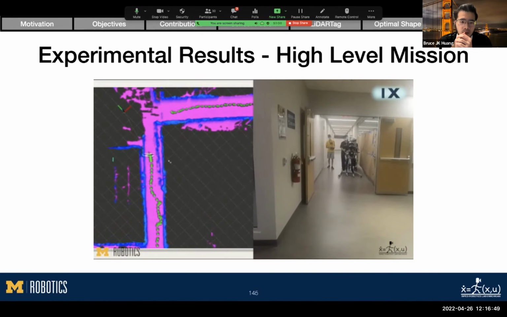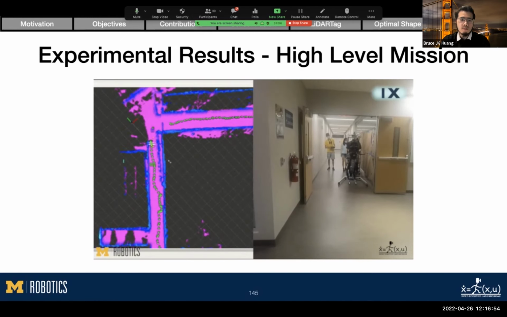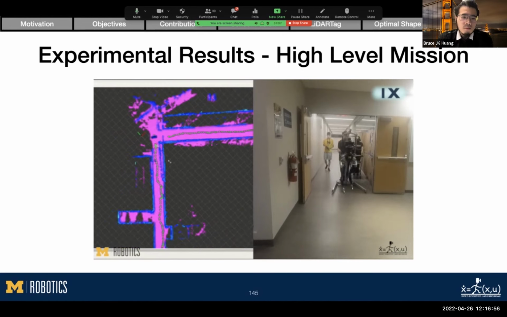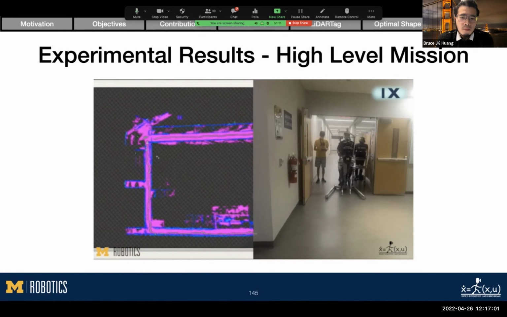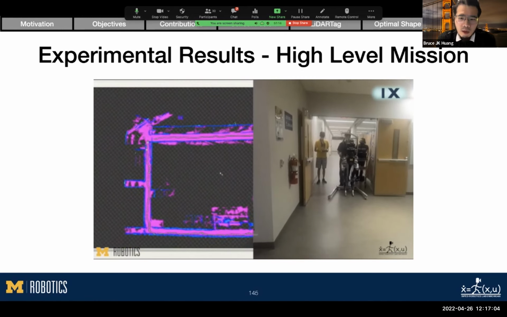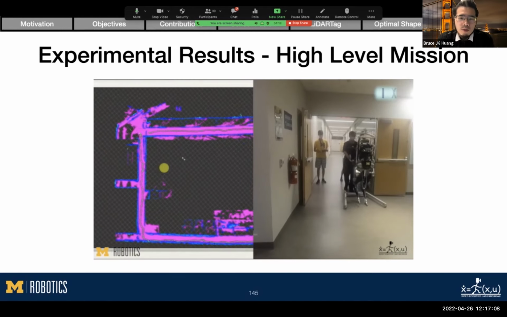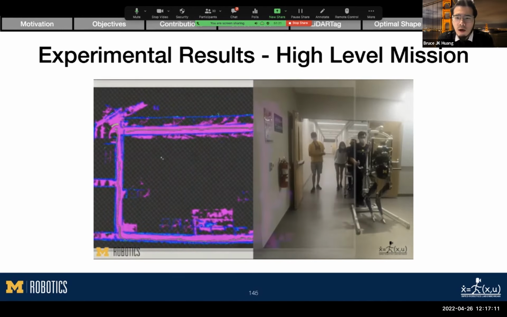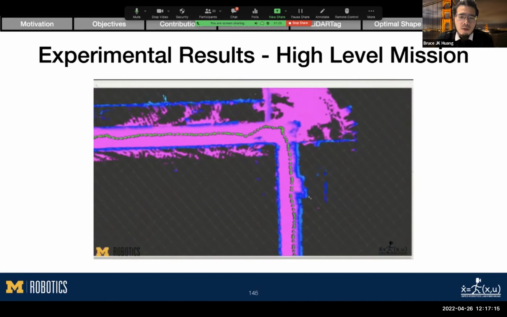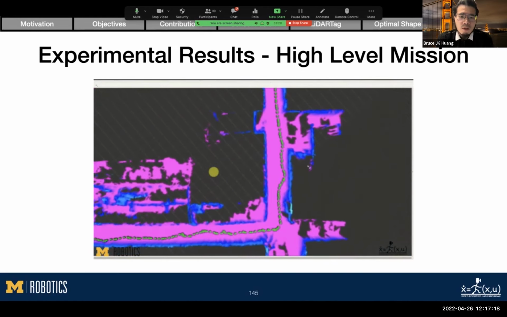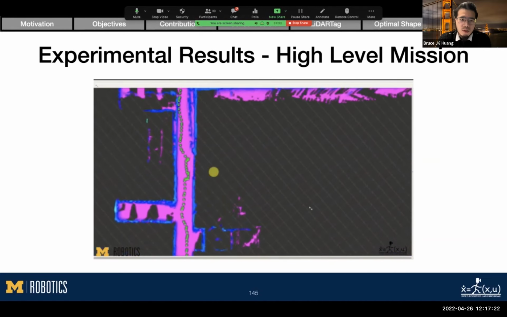Now we're going to return to where we started. You can see we have a lot of people just handling these autonomy experiments. So I guess you don't need to worry that the robot will chase you. So here you can see that we complete the map and we finish the high-level mission to turn right at every intersection. And at the end, return to where we started.